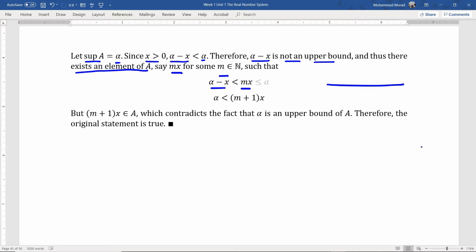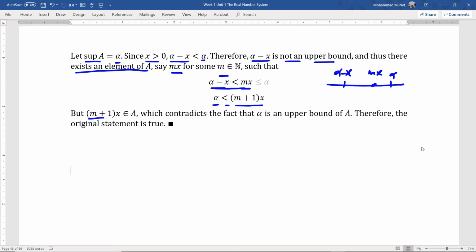So we have an alpha here, and we have alpha minus x here. Since any number smaller than alpha, by definition, cannot be an upper bound, since alpha is the least upper bound, there must be some element mx of the set A. This is the inequality, which could be at most alpha. So taking the first inequality and transposing the x to the right-hand side, we obtain alpha is smaller than the product m plus 1 times x.